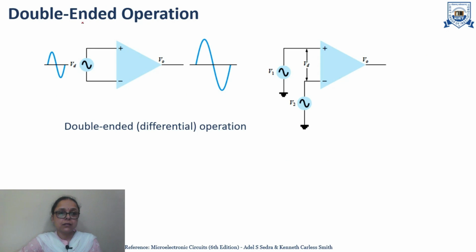Another case is the double ended operation. In this case, the input is applied between these two terminals, that is positive and negative. And here also the input is applied between the positive and negative terminal. This is known as double ended operation, or it is also known as differential operation.